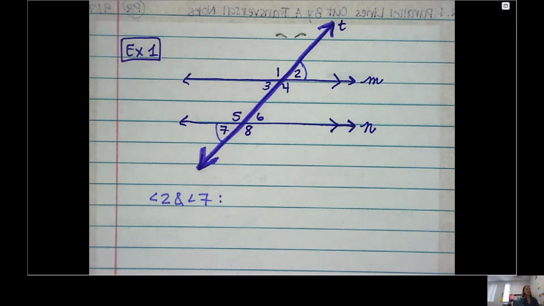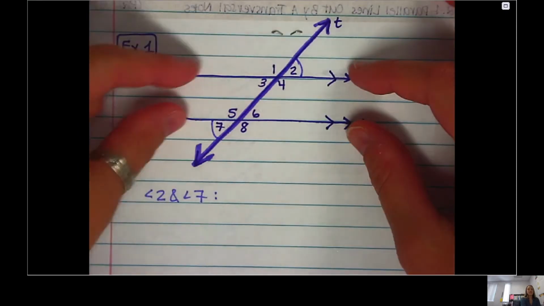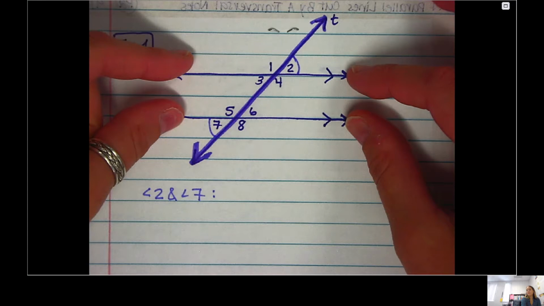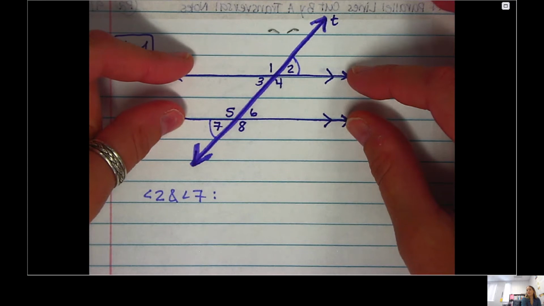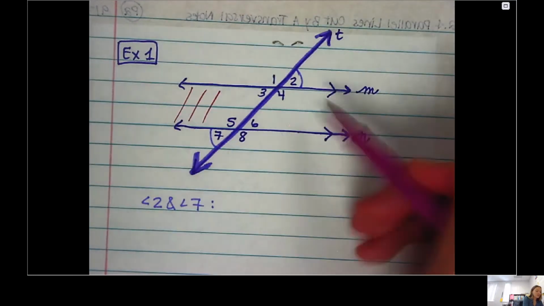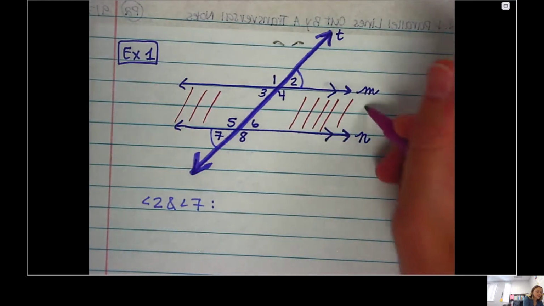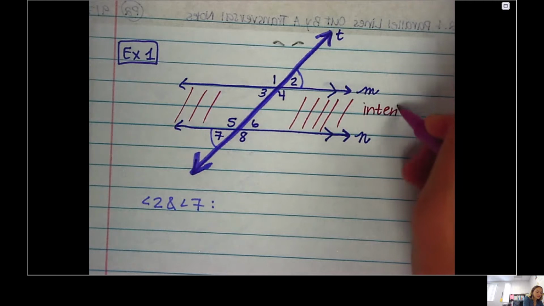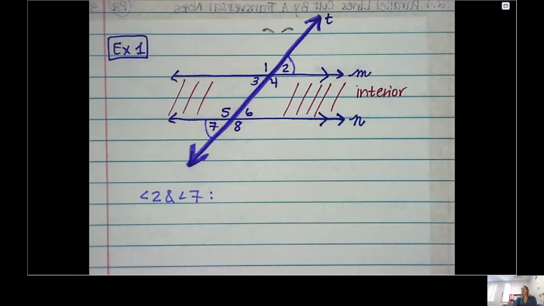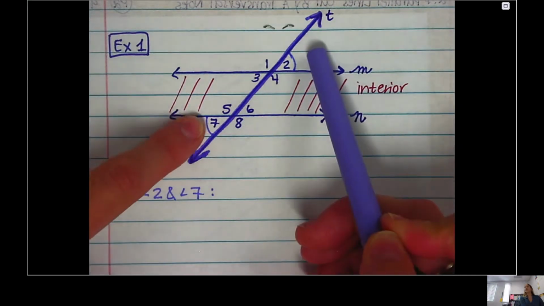Hey, I'll take it. So here's my parallel lines. Which ones are your interior angles, or inside? 3, 4, 5, and 6. Yep, this is your interior angle in here. Maybe you want to mark that. This is interior. And everything else would be exterior. Okay, so angle 2 and angle 7 are definitely exterior.